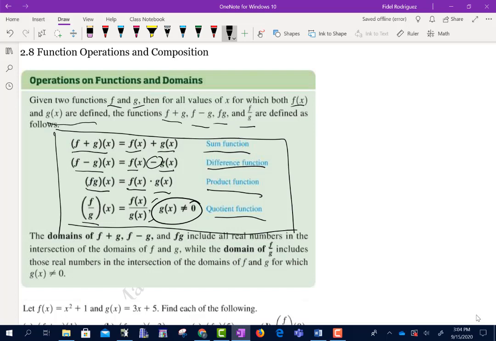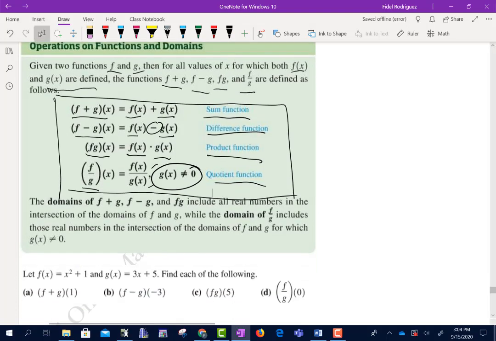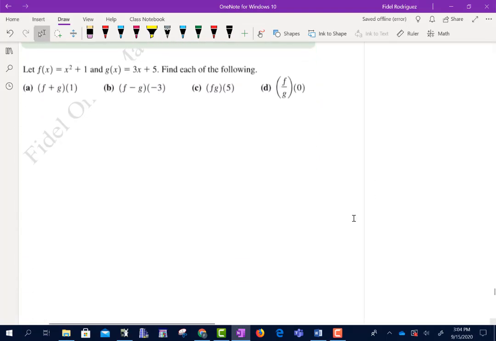So it says the domains of f plus g, f minus g, and f times g include all real numbers in the intersection of the domains of f and g, while the domain of f divided by g includes those real numbers in the intersection of the domains of f and g, as long as g of x, again, is not 0. Okay, so let's see if we can figure out what we're trying to find here.